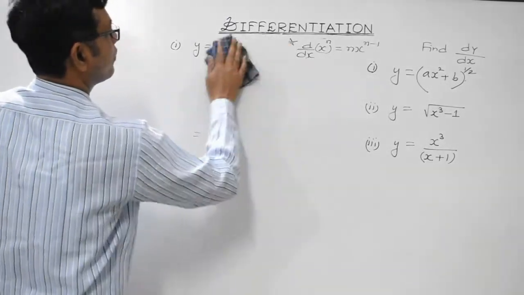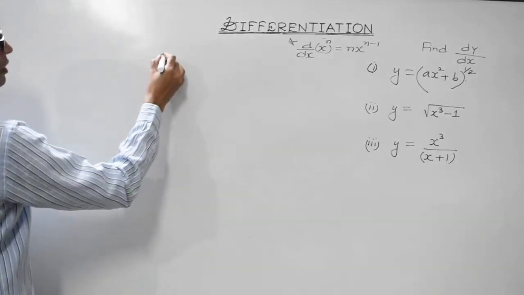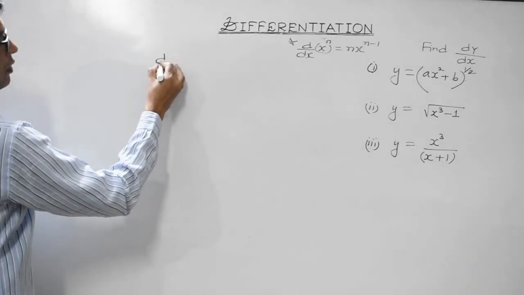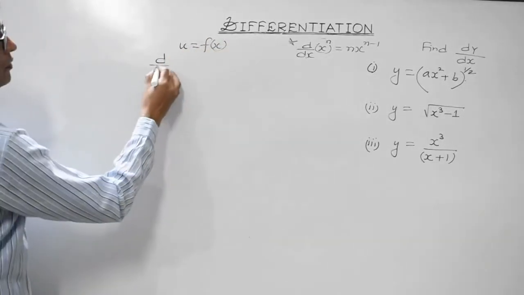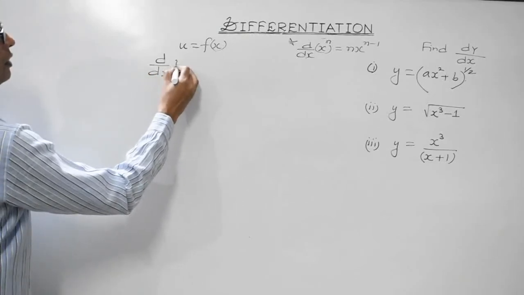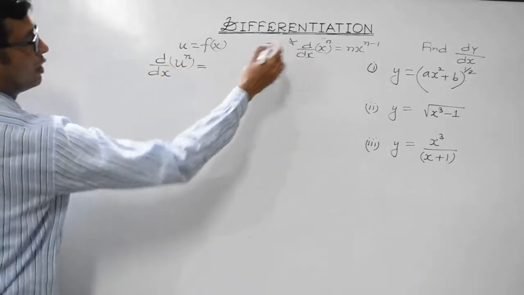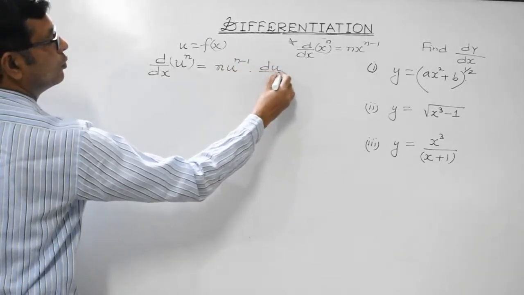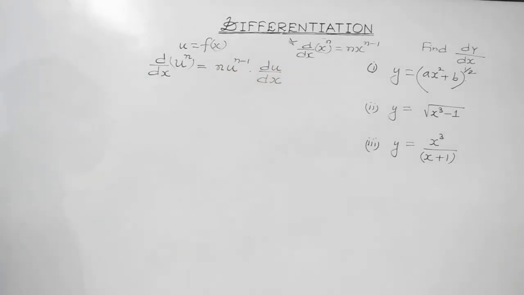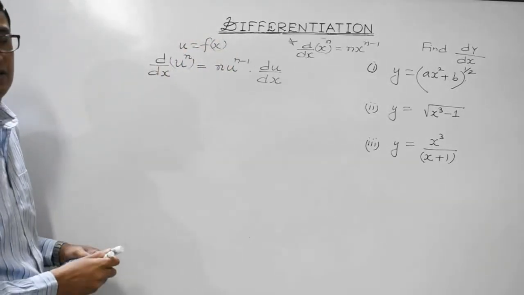If u is a function of x, and the differentiation of u to the power n is given, how do we proceed? It will be n u to the power n minus 1 multiplied by du by dx. Is it okay? We are making use of the same formula. Just now we have discussed that it needs to be multiplied because u is a function of x.